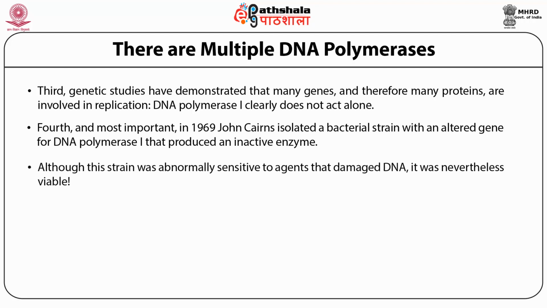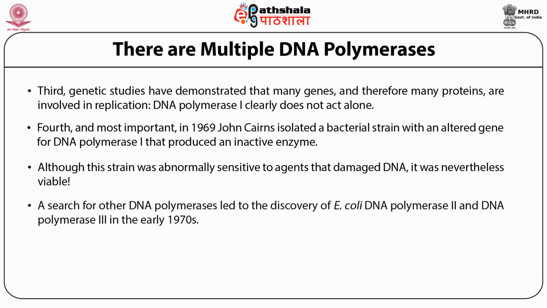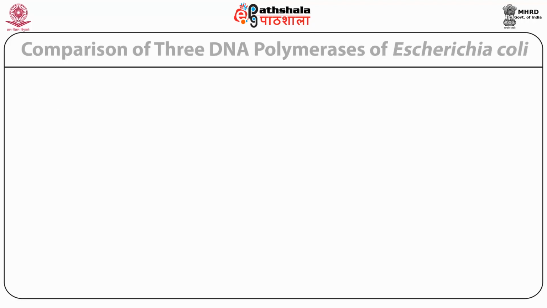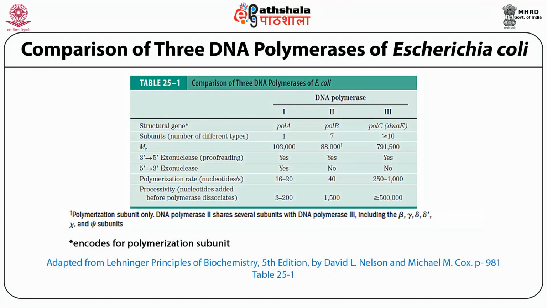However, this strain was abnormally sensitive to agents that damaged DNA. It was nevertheless viable. A search for other DNA polymerases led to the discovery of E. coli DNA polymerase II and DNA polymerase III in the early 1970s. DNA polymerase II is an enzyme involved in one type of DNA repair. DNA polymerase III is the principal replication enzyme in E. coli.